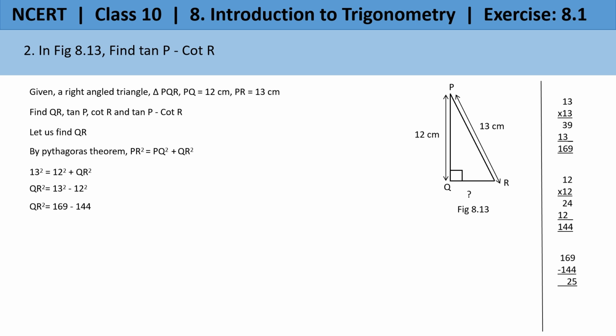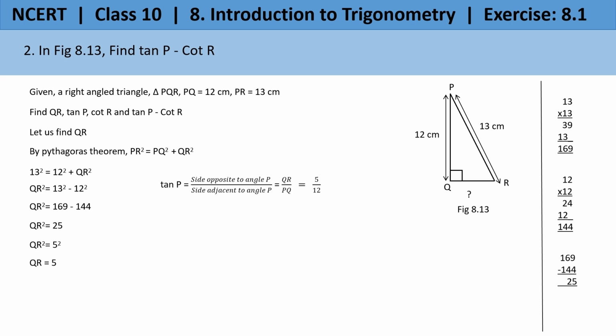169 minus 144 is 25. QR square is equal to 25. QR square is equal to 5 square. Let us take square root on both sides of the equation. QR is equal to 5.